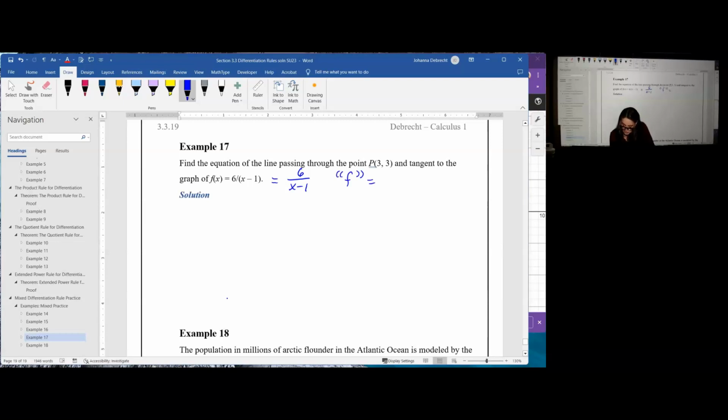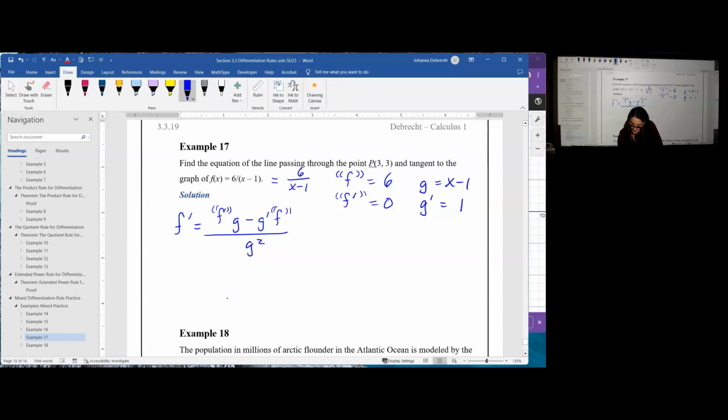Maybe I make them look more like quote marks, 6, where the derivative of that is equal to 0. And my g becomes x minus 1, and the derivative becomes 1. Now, when I apply the quotient rule to the original function f, I get my fake f prime times g minus g prime times fake f, all divided by g squared.